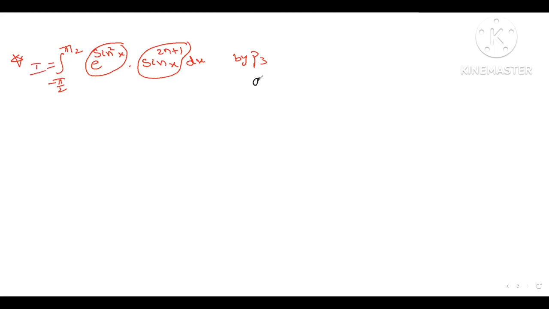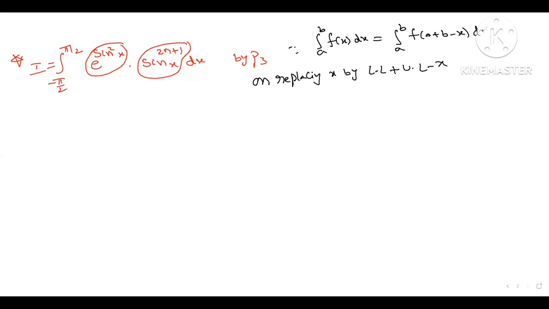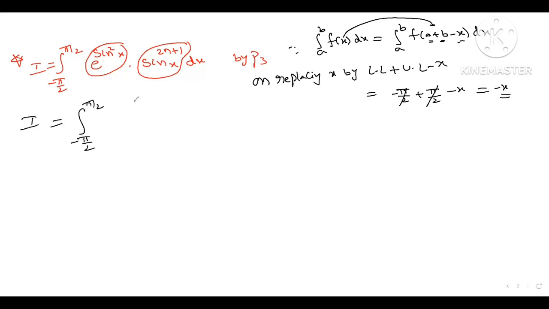By using this property, we replace x by lower limit plus upper limit minus x. What is property number 3? Integral a to b f of x dx is equal to integral a to b f of a plus b minus x dx. In the place of x, we should write lower limit plus upper limit minus x. What is the lower limit here? Minus π/2. What is the upper limit? π/2. So it is going to be minus x. Here, in the place of x, we should write minus x.